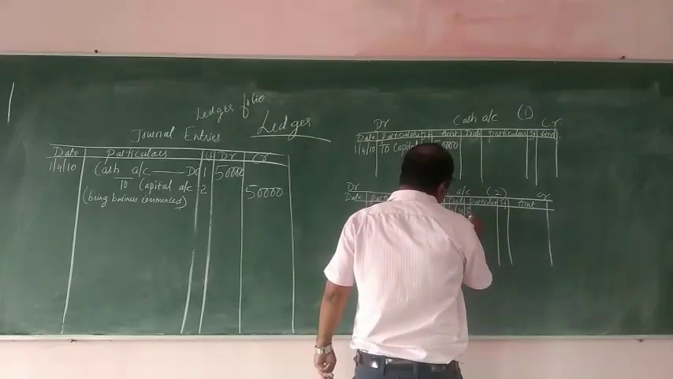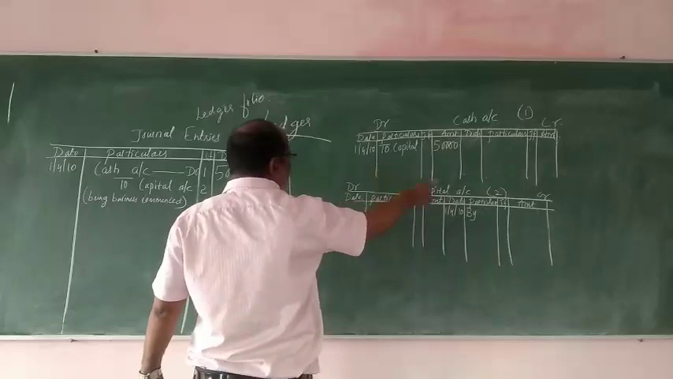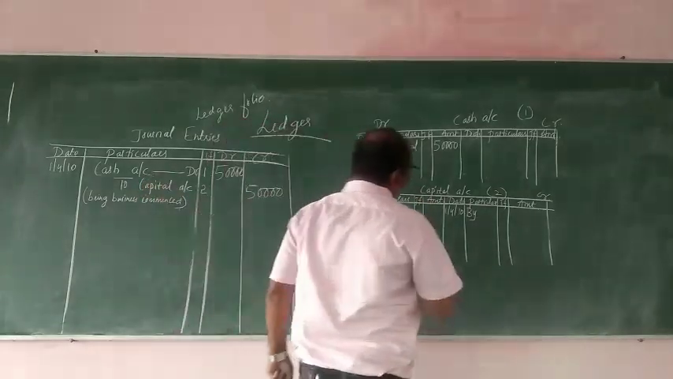1-4-2010. On the debit side you write To, and on the credit side you always write By. You will write opposite, By Cash.